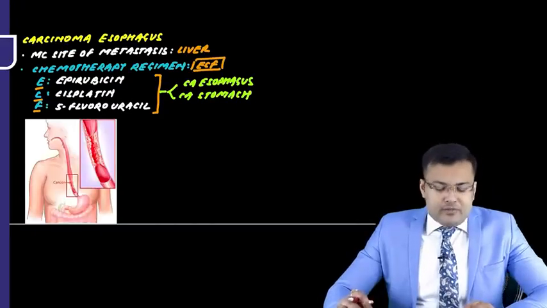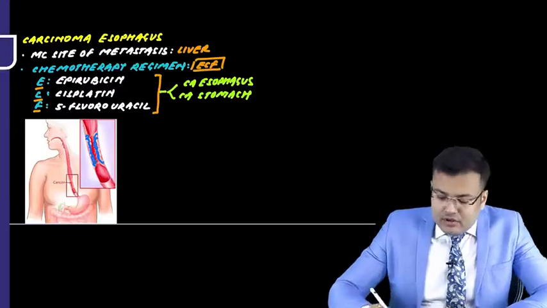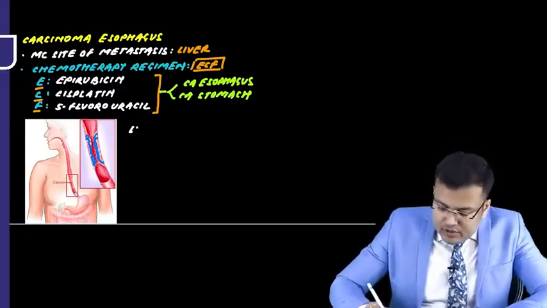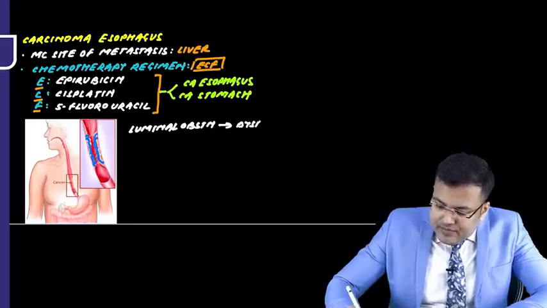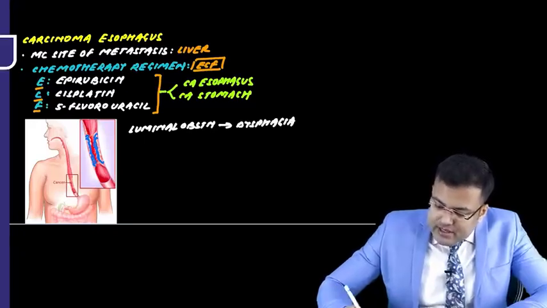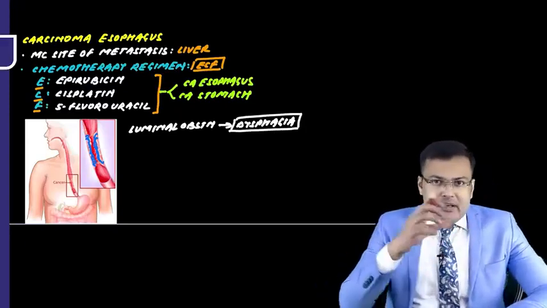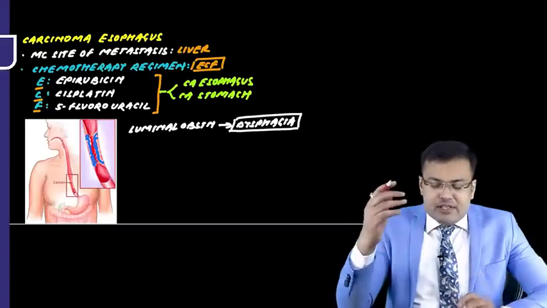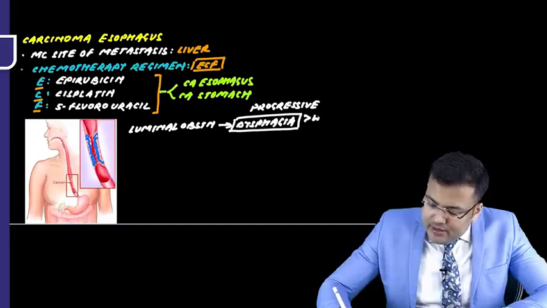Now what is the problem in carcinoma esophagus? You can see this is the growth. This kind of growth is there in the lumen. Because of this growth, what will happen? There is luminal obstruction, and whenever there is luminal obstruction in the esophagus, obviously it will lead to dysphagia. So the most common symptom in carcinoma esophagus is dysphagia. And what kind of dysphagia? Since the growth is going inside the lumen, it is progressive dysphagia. So the most common symptom is dysphagia followed by weight loss.